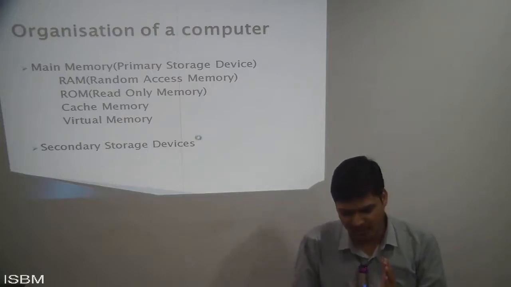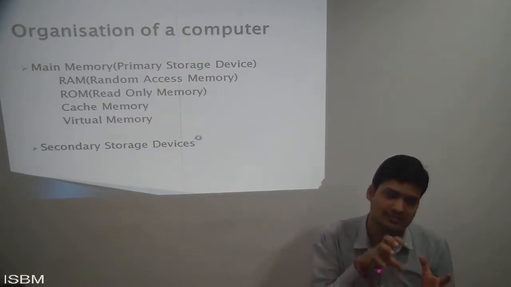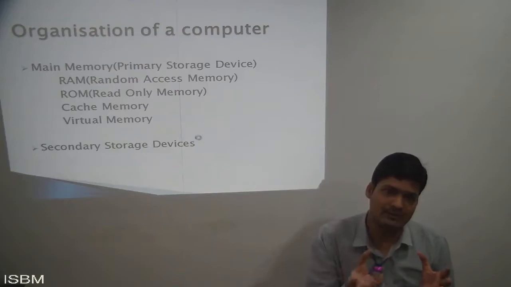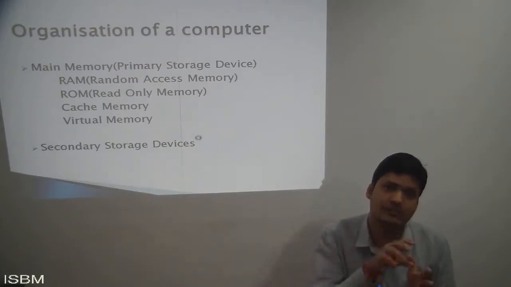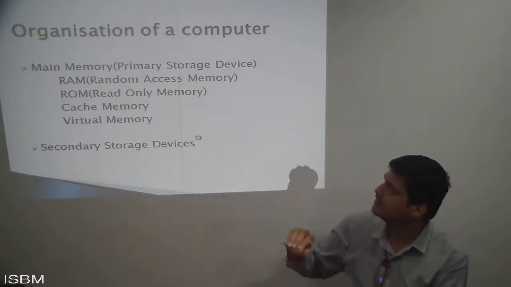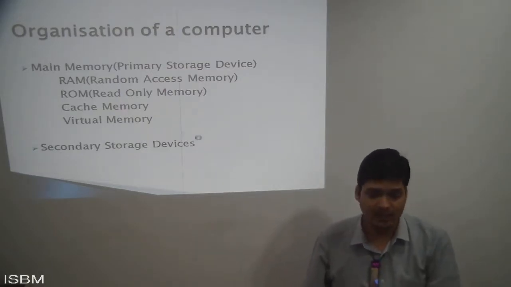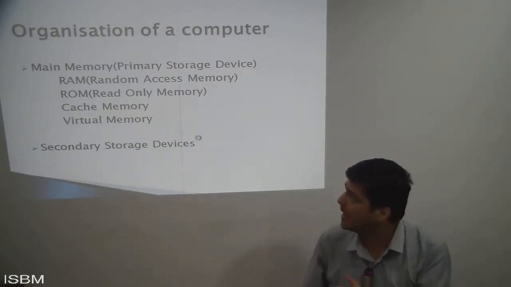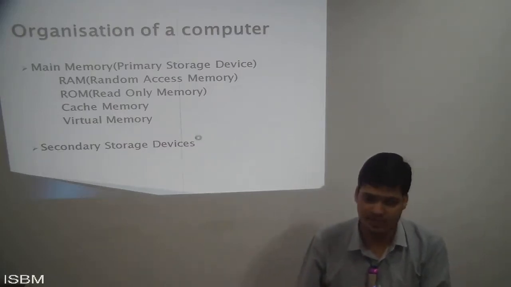Everyone has it, either a human being or a system has their own memory. Memory is nothing but where you can store things. You can store your commands, your data, your information. So this initial memory is called primary storage device or primary storage memory. Examples of primary storage memory are RAM, ROM, cache memory and virtual memory.